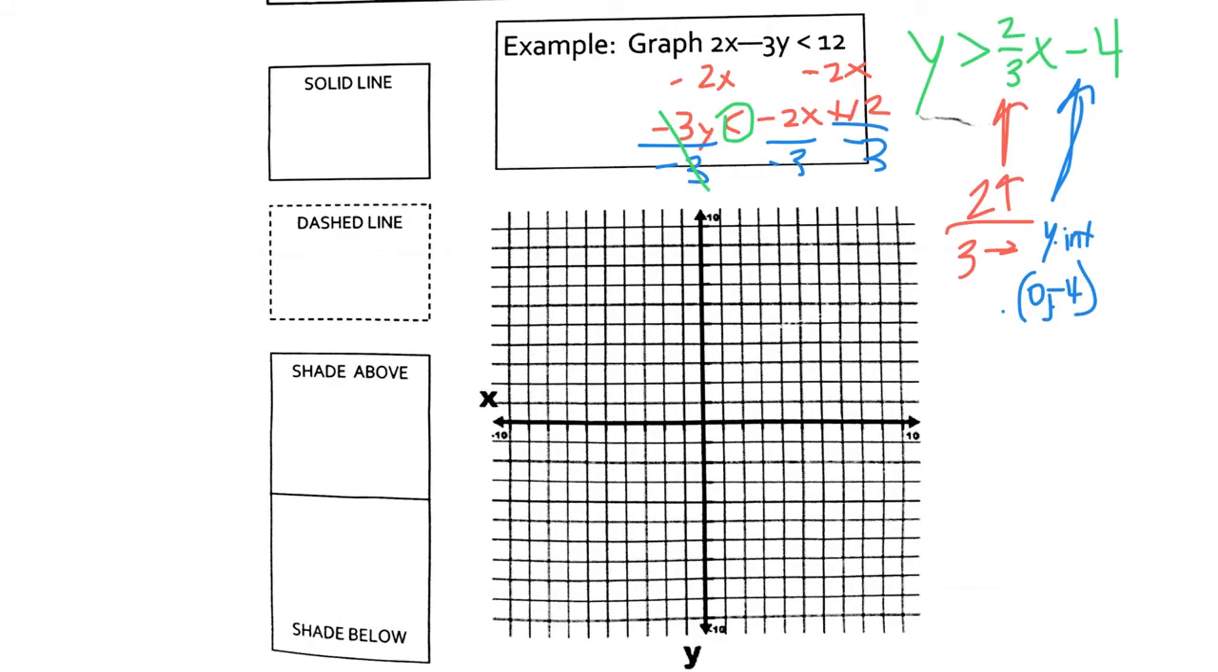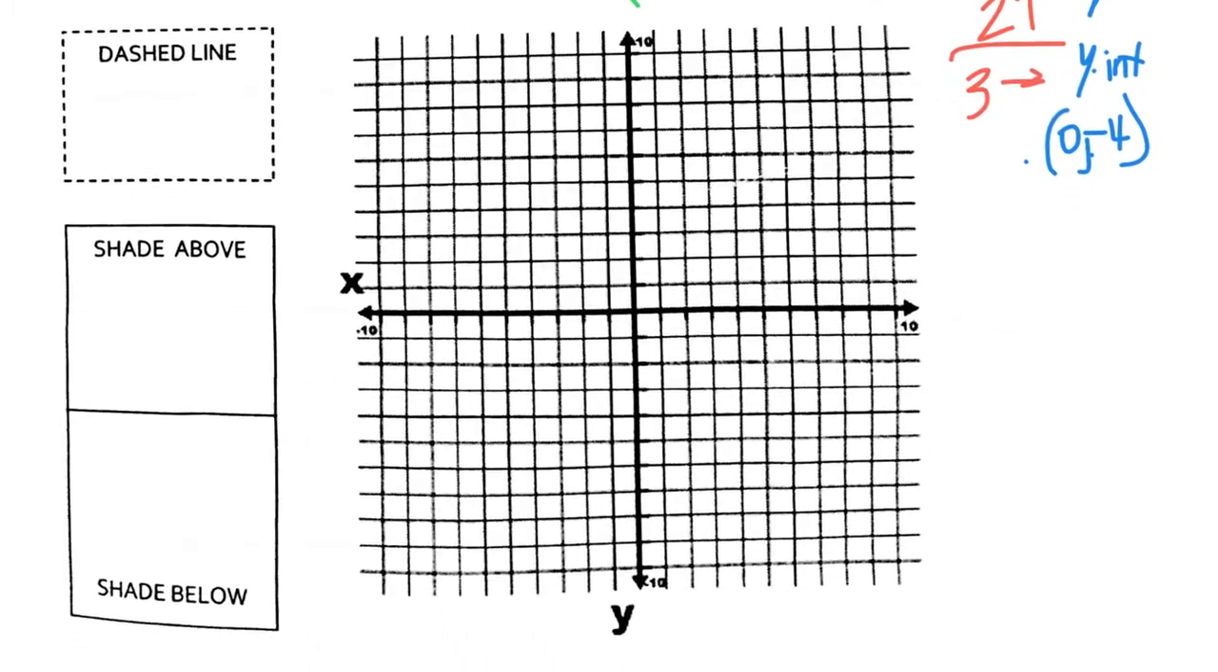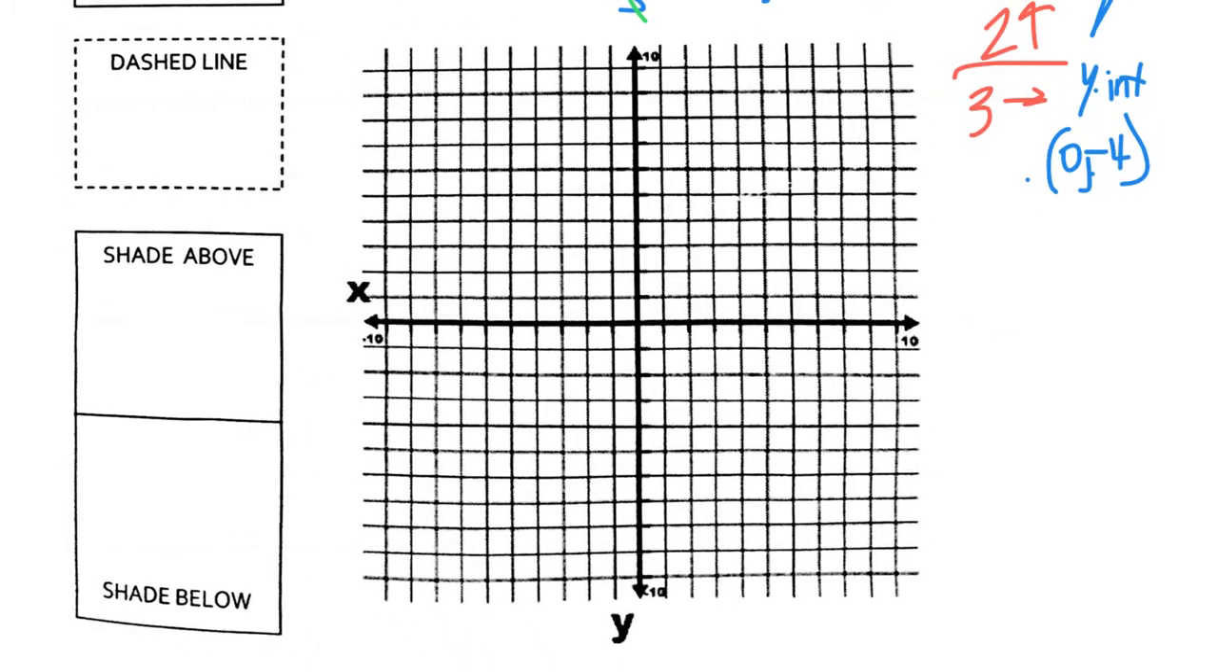1, 2, 3, 4. Let me zoom in to the graph a little bit more. Again, you're going down 4 units and plotting your point: 1, 2, 3, 4. That is your y-intercept. Then you're using your slope to plot additional points. I'm going up 2 units and to the right 3 units. Or remember, we can also flip that direction and go down 2 units and to the left 3 units to continue this line.